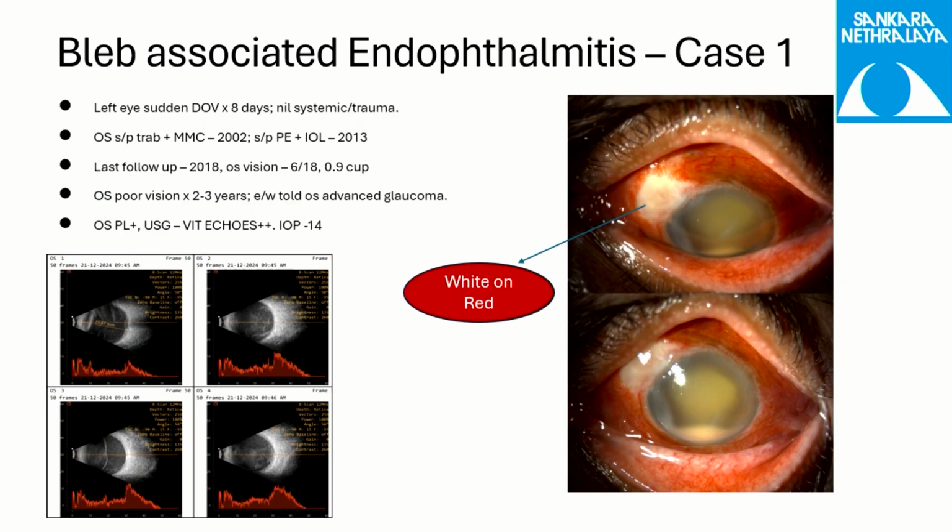So this is the typical white on red. The entire eye is red with a white on top of it. So this is why you have to examine by lifting the eyelid and everything. Some patients may not give any history also, they will say everything is cataract.